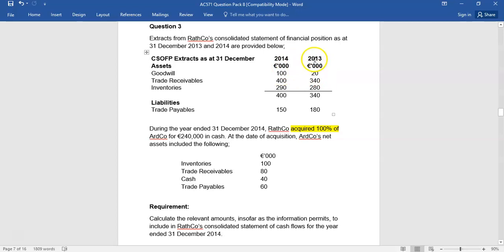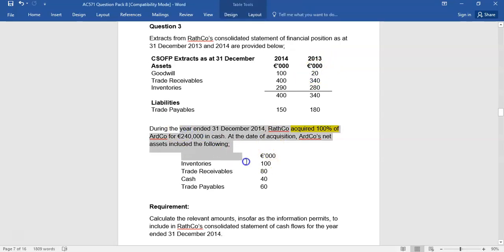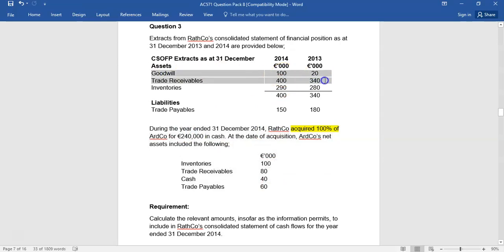And we can explain it perfectly, say, well, the only thing that happened in goodwill here, it went from 20 plus the 80 for the acquisition of Ardco gets me my 100. So there's actually no cash flow impact there. We're happy enough with goodwill.